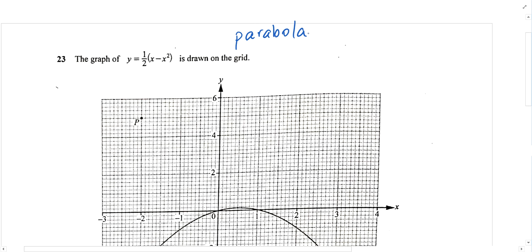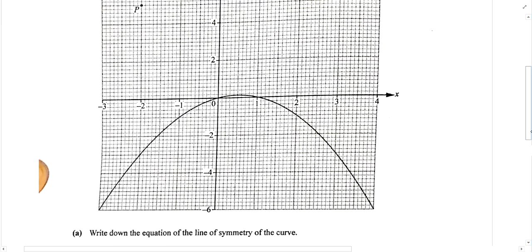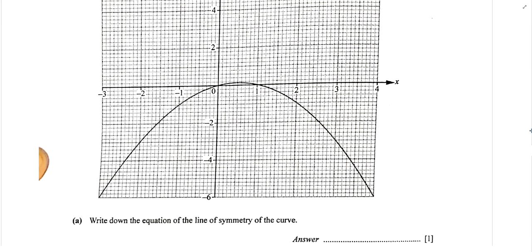Parabola. What are the characteristics of a parabola? It opens upwards or it opens downwards, and it is symmetrical about this vertical line which passes through the turning point. Okay? It is symmetrical. So now I've got a parabola. Where is the line of symmetry?